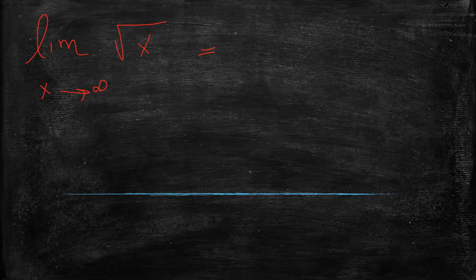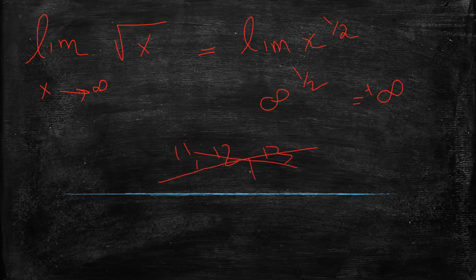Now, after Lana, Malak. Limit square root of x. Should be the square root of infinity. So here it is like limit x raised to the power half, which is infinity. Infinity raised to the power half is infinity.